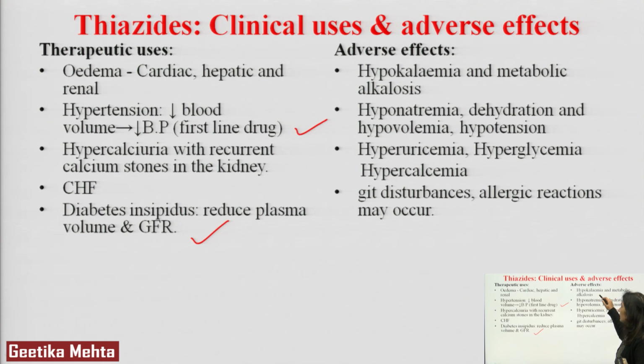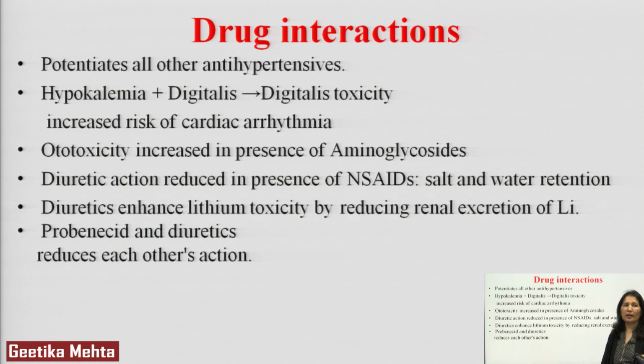Adverse effects are similar to loop diuretics: hypokalemia, metabolic alkalosis, hyponatremia, dehydration, hypovolemia, hypotension, GI disturbance, allergic reaction may occur. So, these are the few drug interactions that you can go through, where these drugs are used synergistically.